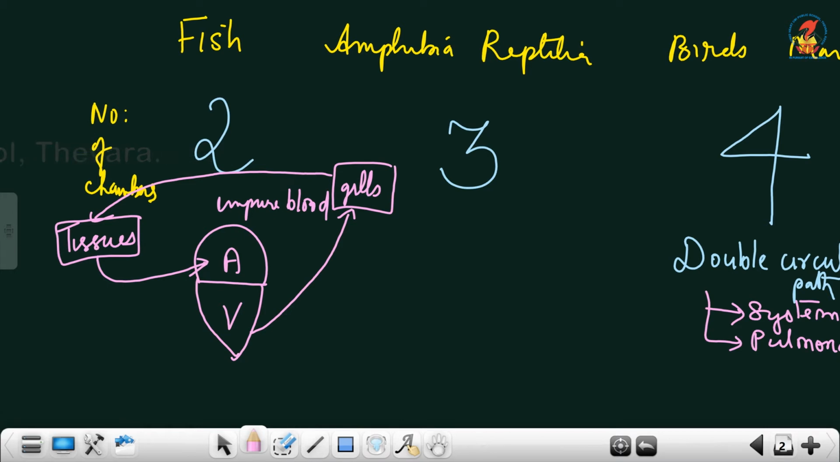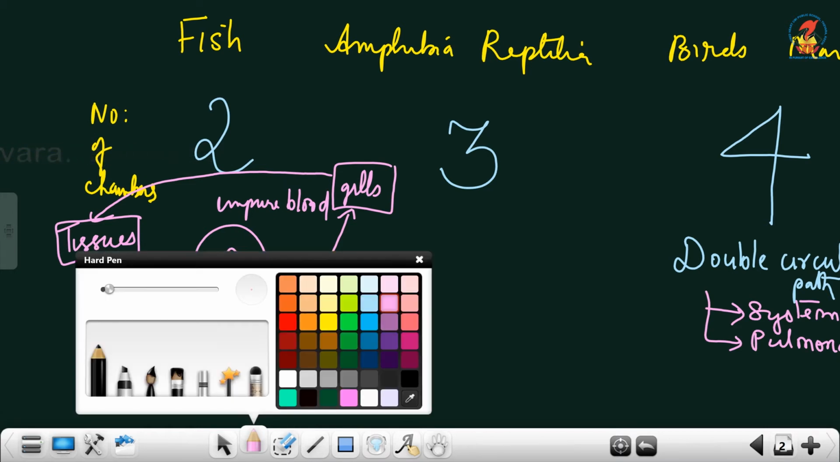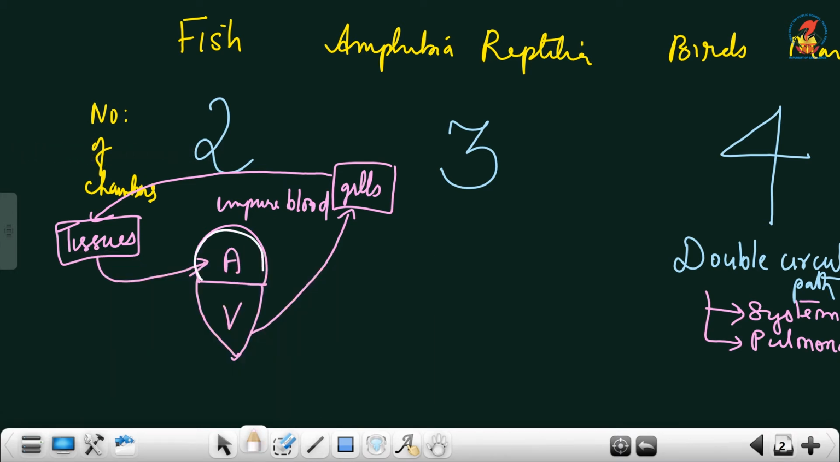So once again the route: the heart of fish has two chambers, an upper atrium and a lower ventricle. From the ventricle there is an artery that supplies blood to the gills. And what happens in the gills? Purification. And this pure blood does not go directly to the heart. No, it does not. It goes to the tissues.